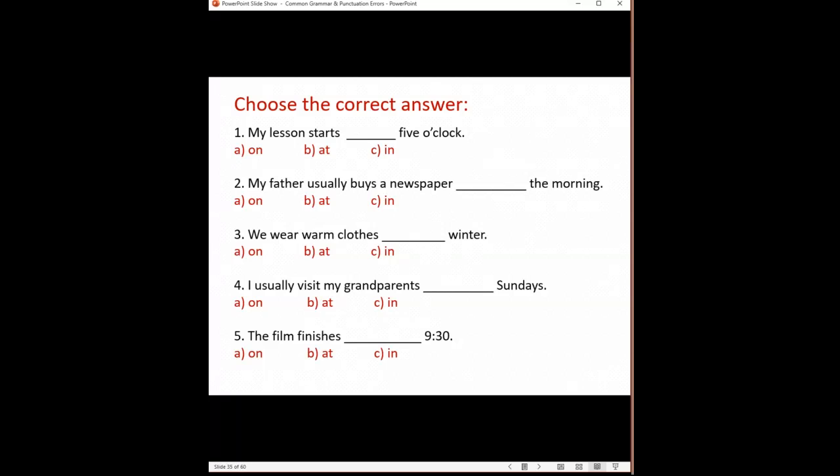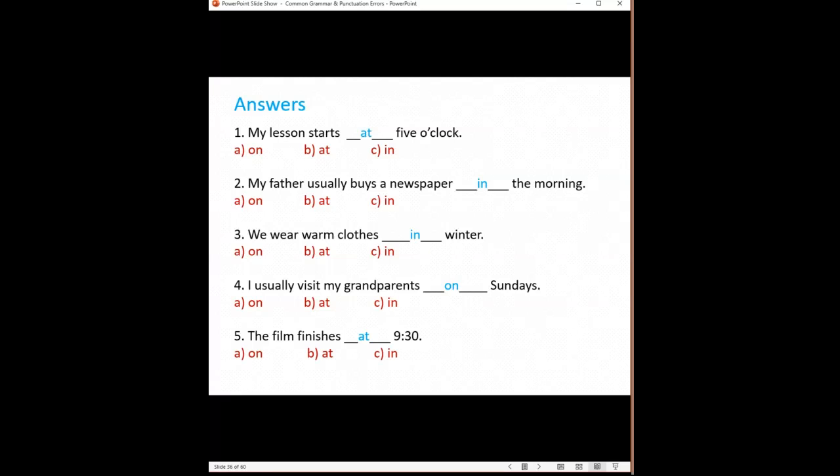My father usually buys the newspaper in the morning. Great. We wear warm clothes in winter. We are talking about seasons now. Okay, great. And I usually visit my grandparents on Sundays. When I'm talking about days, I use on. The film finishes at a certain time. So these are the answers. Check if you get them right.